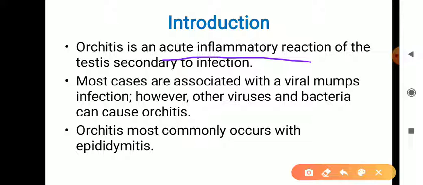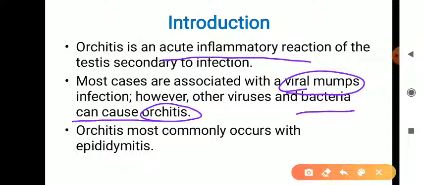Most cases are associated with viral mumps, meaning orchitis is mainly caused in a person who is having viral mumps. And not only the virus causes orchitis, but bacteria also can be the causative agent of orchitis. Orchitis most commonly occurs with epididymitis.